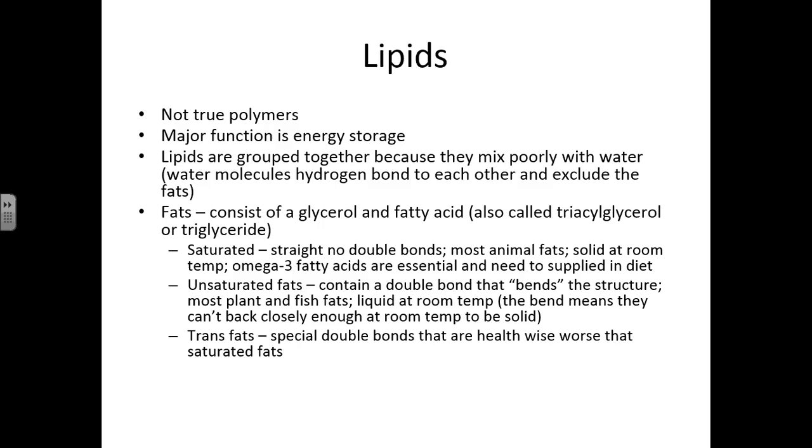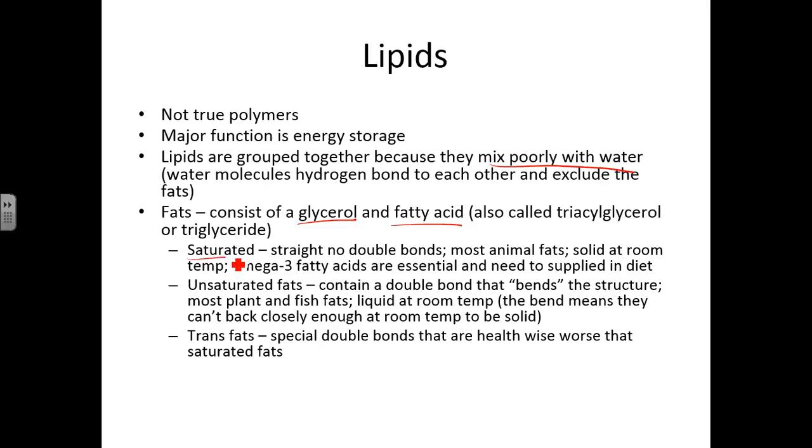Lipids, again, remember these are not true polymers. The major function is energy storage. Lipids are grouped together because they mix poorly with water. The water molecules hydrogen bond to each other and exclude the fats. The fats consist of a glycerol and a fatty acid, also called a triglycerol or a triglyceride.